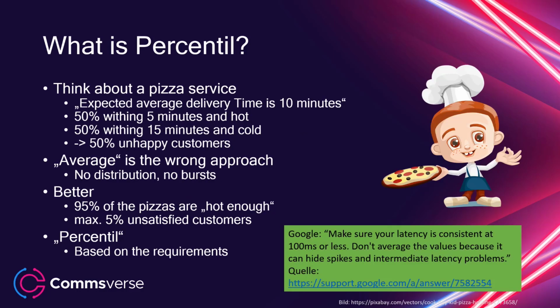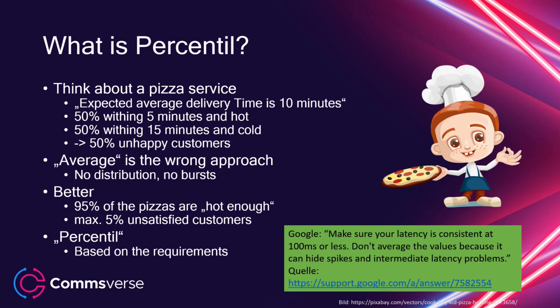Think about your Italian pizza bakery. You bake pizza and you use a driver to deliver it to your customer. And the driver tells you, by the way, it takes me 10 minutes to deliver the pizza to your customer. What's your answer? Sorry, that information is useless. The meaning can be 50% have the pizza within 5 minutes and the other 50% have it within 15 minutes. So 50% not happy customers. The real answer for me would be more like: it would be great to say 95% of my customers have a hot pizza.